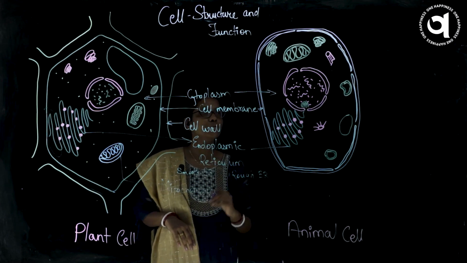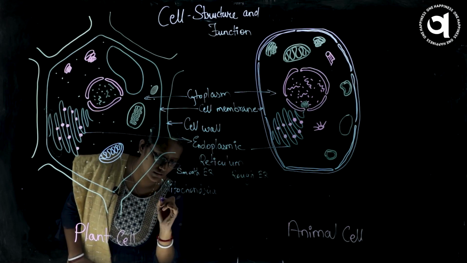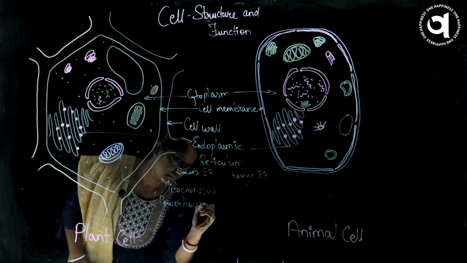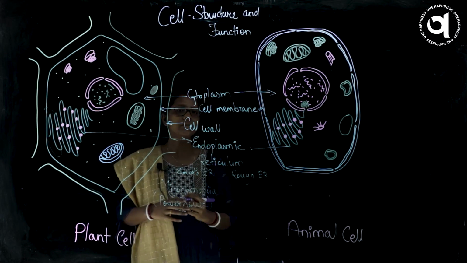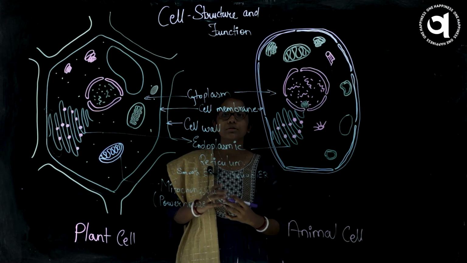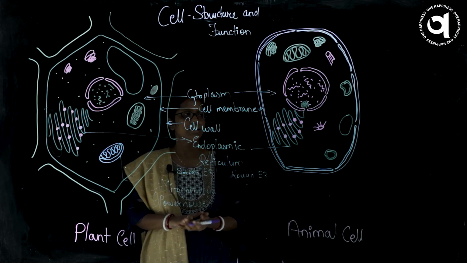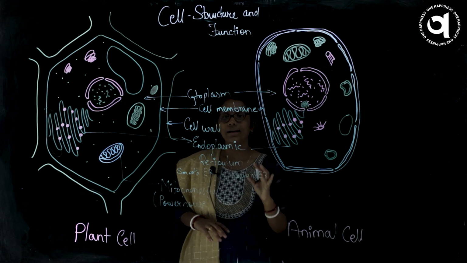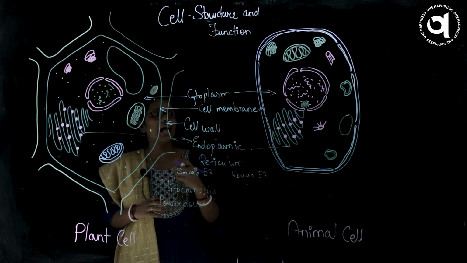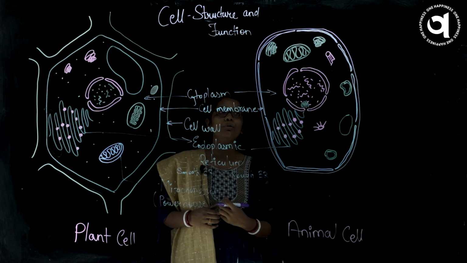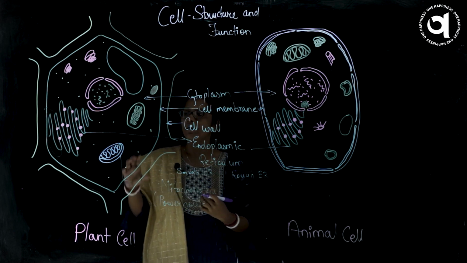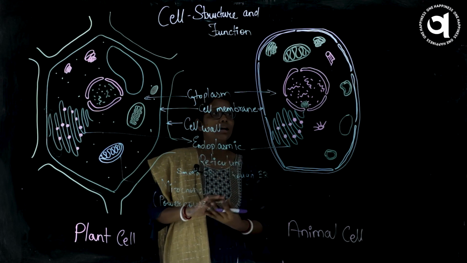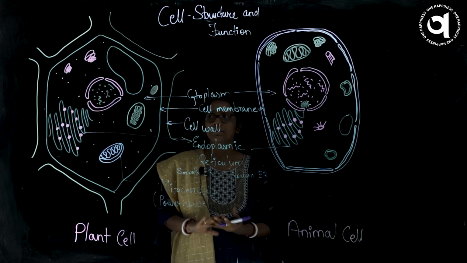Which is also known as the powerhouse of the cell. Why is it known as the powerhouse of the cell? The process of respiration, that is the cellular respiration, mainly takes place in the mitochondria, and after the respiration the energy which is released in the body will be stored in the mitochondria in the form of ATP, and that's why they are known as the powerhouse of the cell.